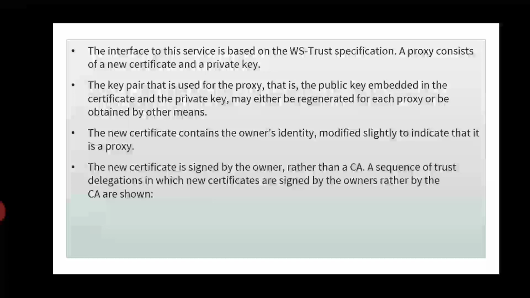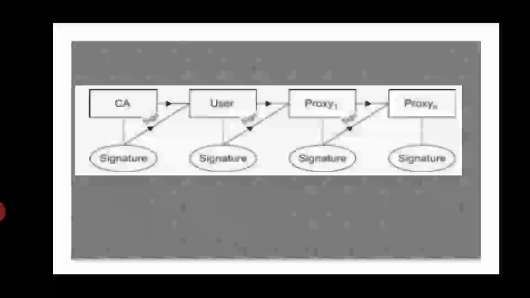So the new certificate contains the owner's identity, modified slightly to indicate that it is a proxy. The new certificate is signed by the owner rather than a certificate authority, as shown in the figure below. The certificate also includes a time notation after which the proxy should no longer be accepted by others. Here, look at this diagram.